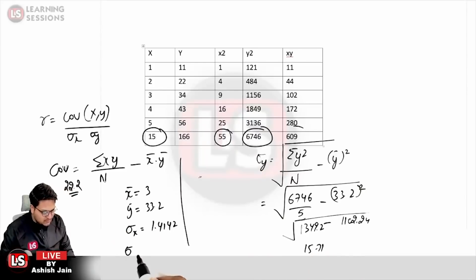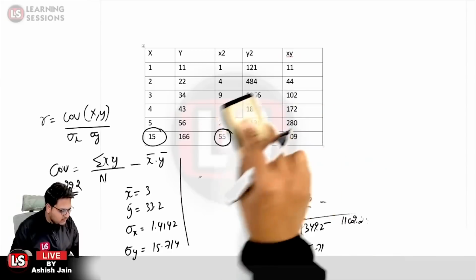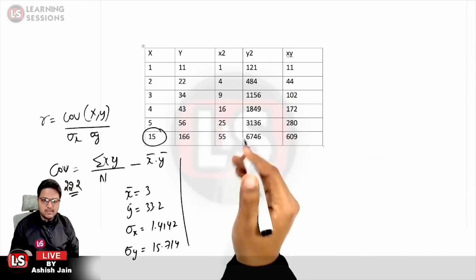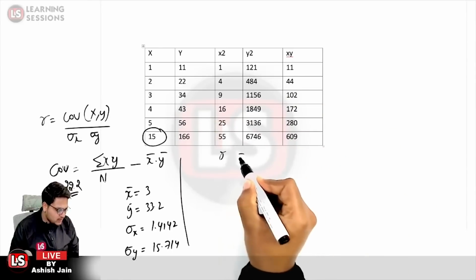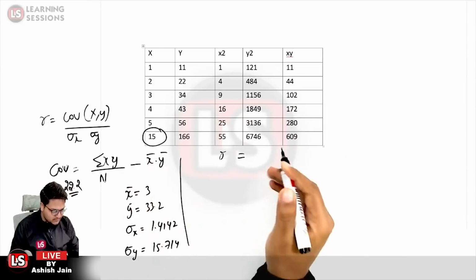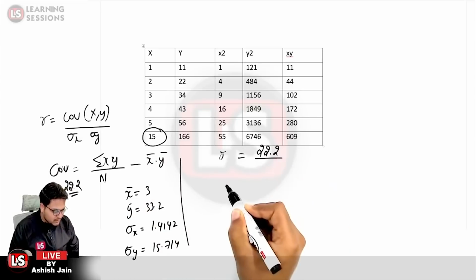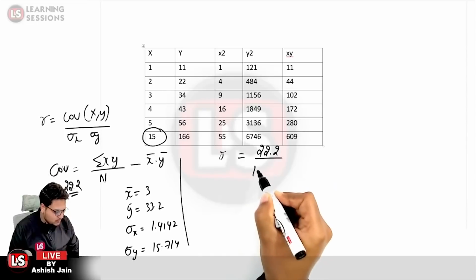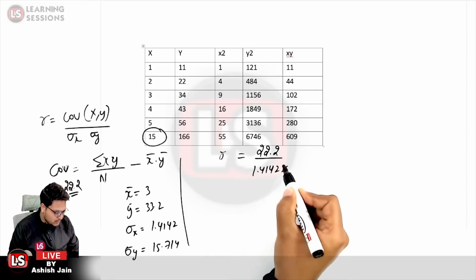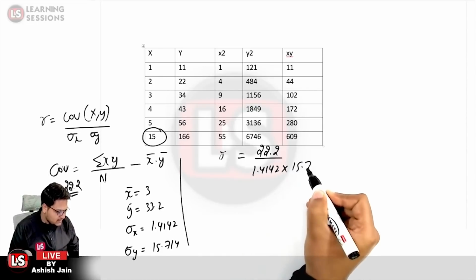So we are having the sigma x value equal to 1.414, and sigma y is equal to 15.714. Okay, so here we are having all the values with us, and we just need to replace the values so as to calculate the value of r. So r is equal to covariance of xy, we just calculated it to be 22.2, divided by sigma x, which is 1.4142, multiplied by sigma y, that is 15.714.